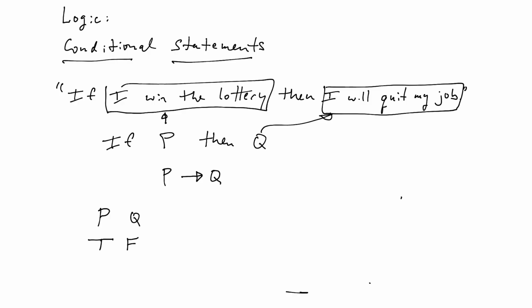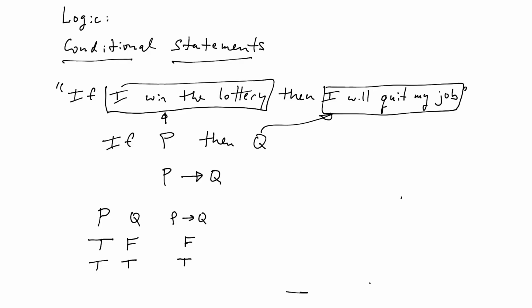So if this happens, then we know that the person was lying when they said, if I win the lottery, I will quit my job. On the other hand, let's say any other combination of things happens. For instance, I do win the lottery, and I do quit my job. So we can't say that the person's lying. We can't accuse them of lying. And in that case, we say that what they said was true.